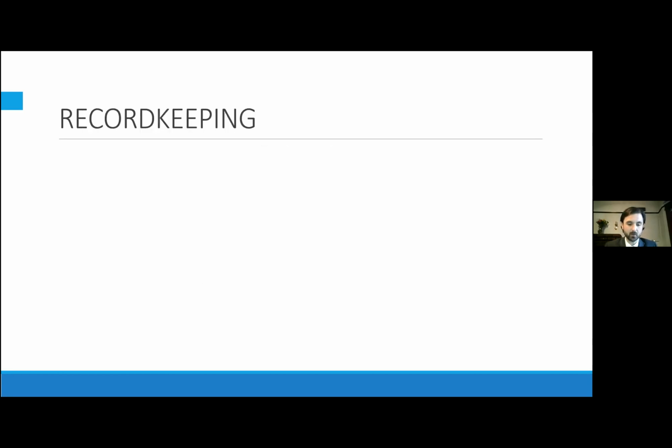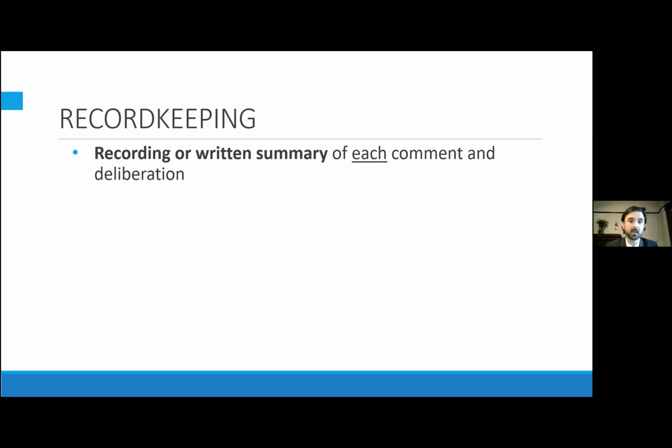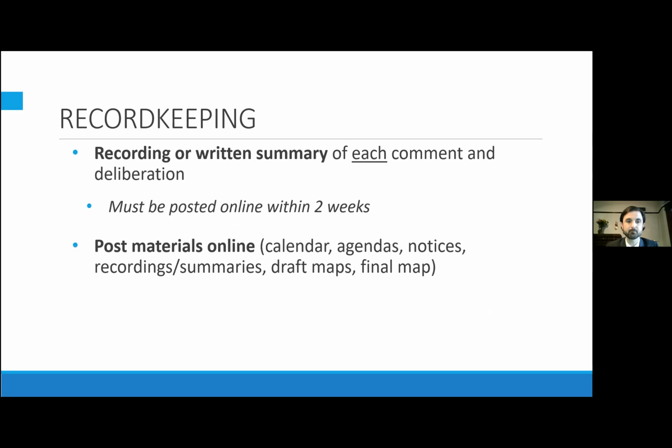The last thing I want to go over is some of the record keeping requirements. You do need to either record your public hearings or do a written summary. And the statute does say of each comment and deliberation. It is just a summary, not a transcript, but do keep that in mind as you're putting that together. And then that needs to either be posted or linked to your redistricting webpage that we talked about at the outset. We talked about some of the other materials that you already have to post, but just remember calendars, agendas, notices, recordings, draft maps, final maps, all those either have to be posted or linked to that redistricting webpage.